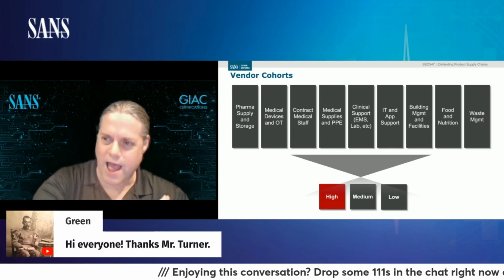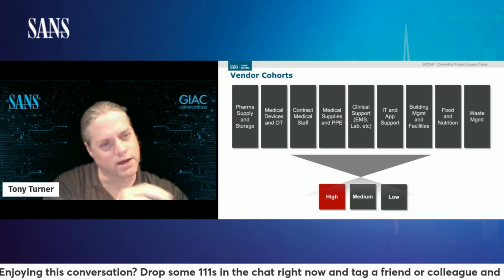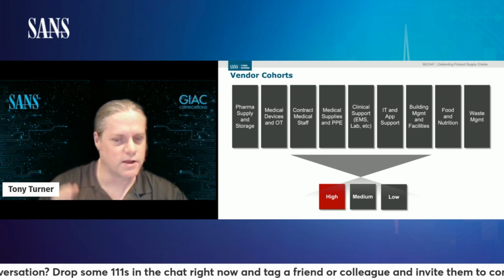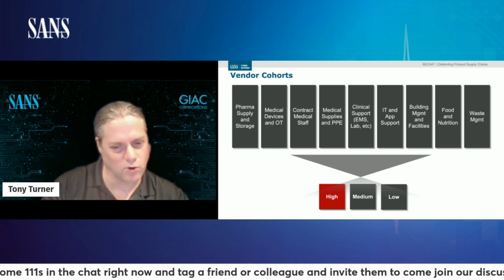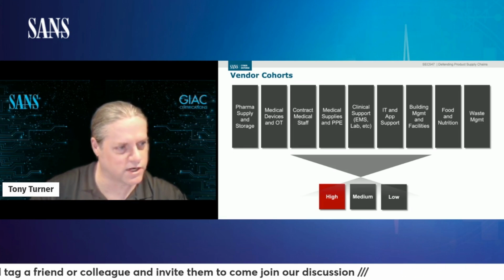So I would caution you to think about what your buckets are. What are the buckets of vendor types that you manage? And how can you put them in low, medium, high buckets and tailor your risk assessment journey accordingly.